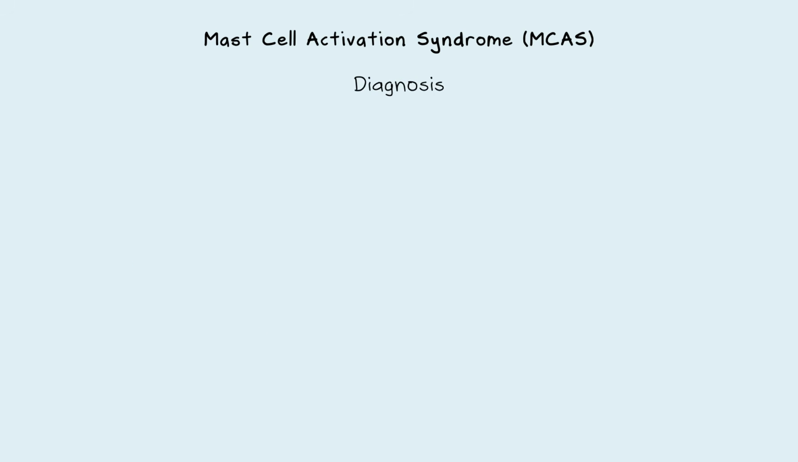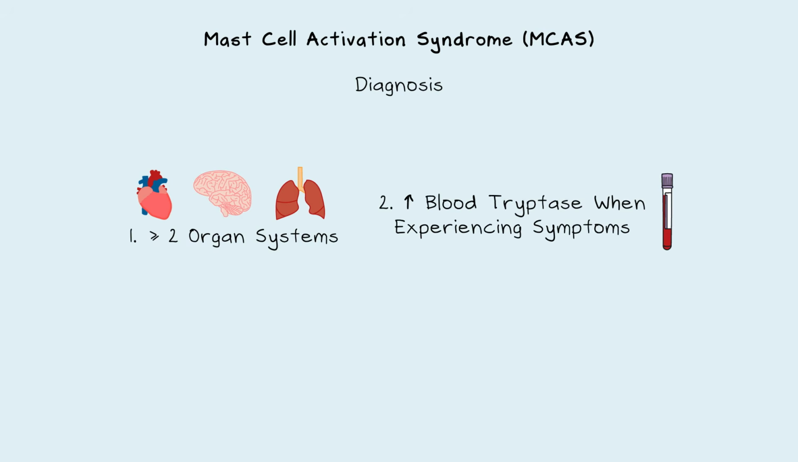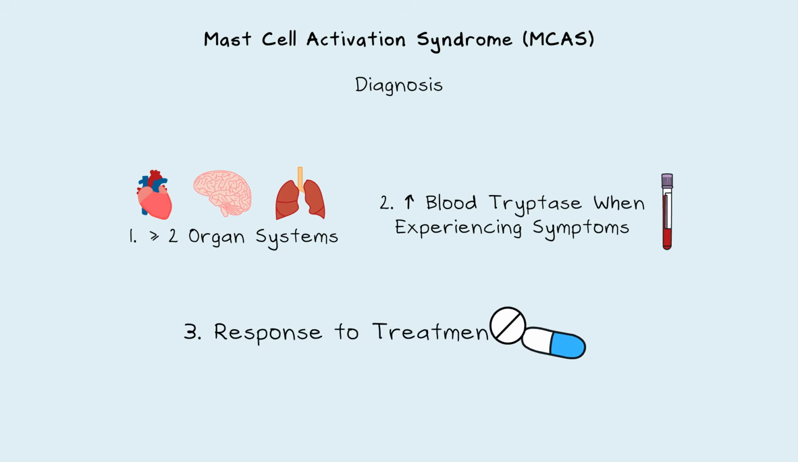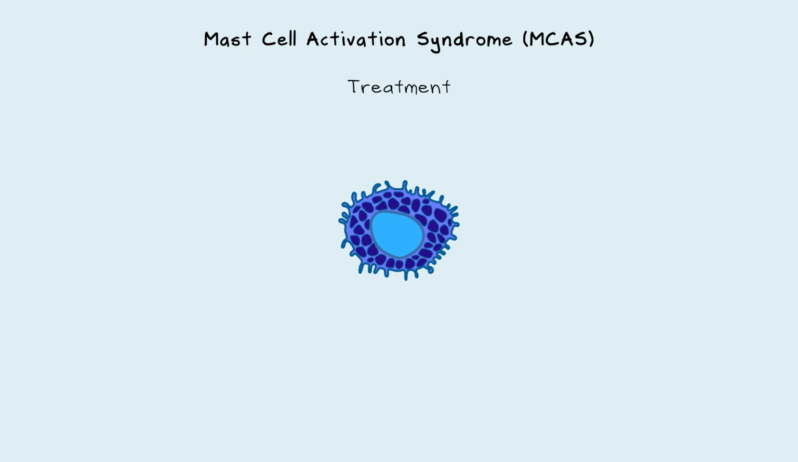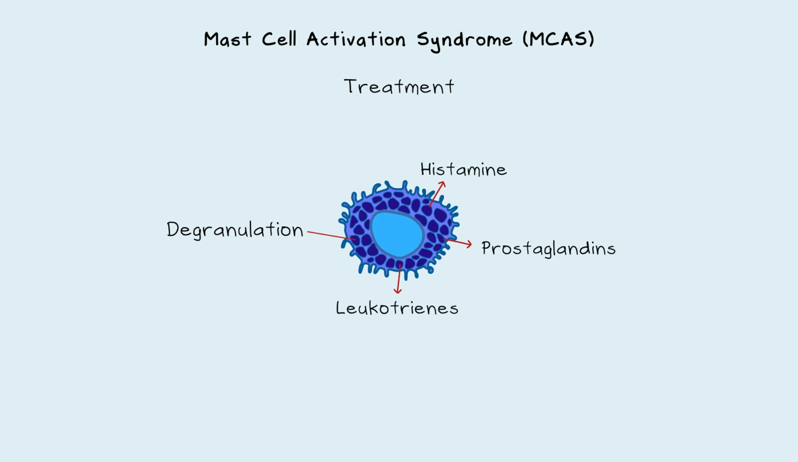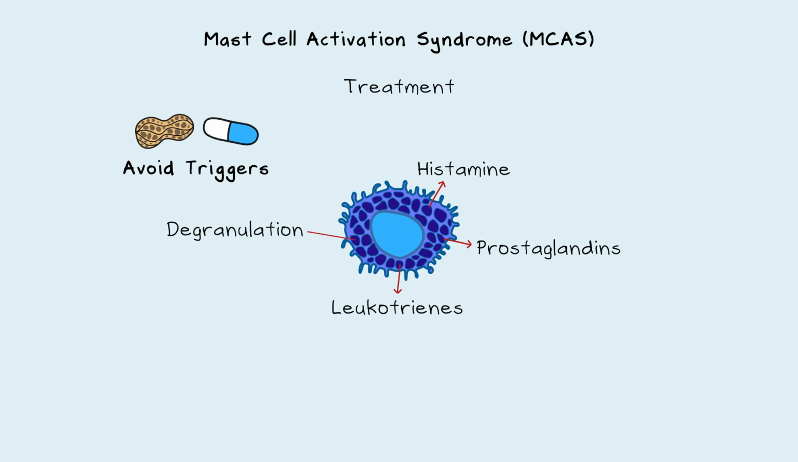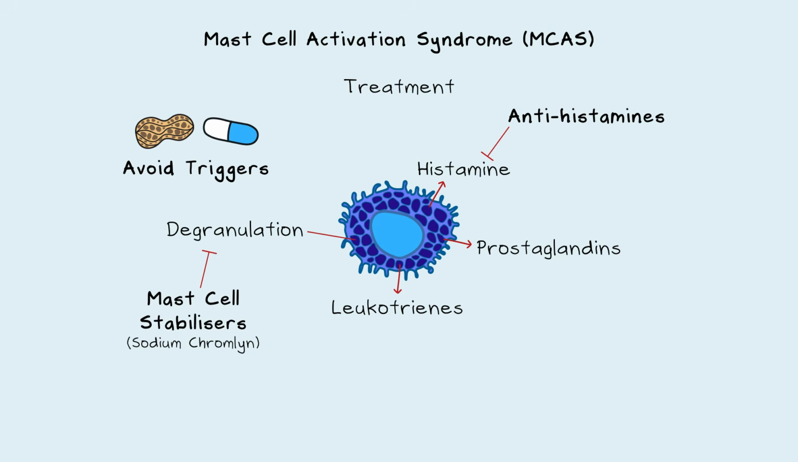MCAS gets diagnosed when at least 2 organ systems are affected. There is also an increase in blood tryptase levels above normal when experiencing symptoms, and finally, if there is a response to treatment. Mast cells release many mediators, so treatment focuses on preventing mast cell degranulation and blocking the mediators' actions. The standard treatment includes avoidance of triggers and also antihistamines, mast cell stabilizers, prostaglandin, and leukotriene inhibitors.